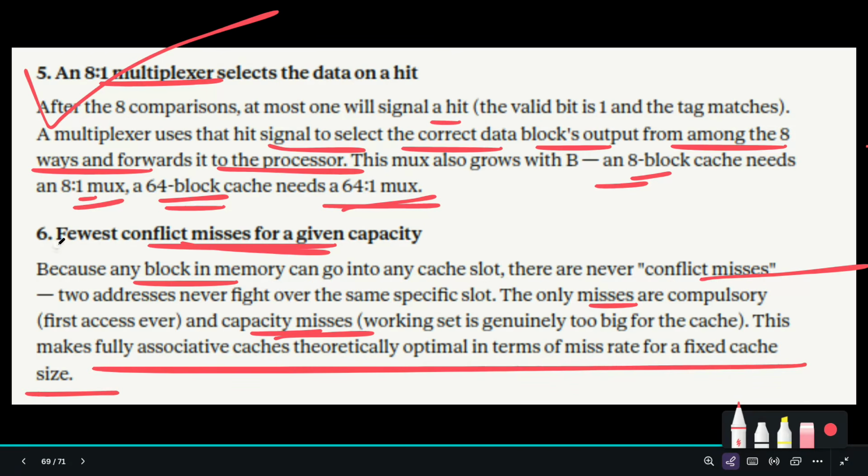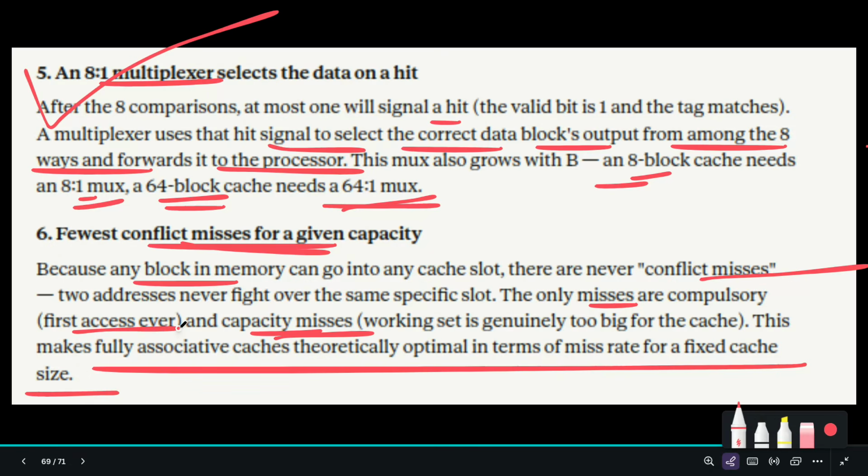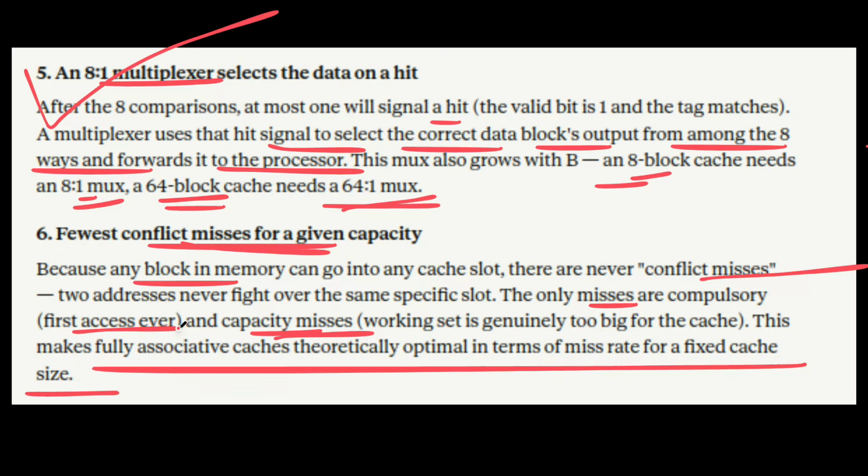Compulsory misses are the misses that happen during the first access. During the first access, the cache would be empty, right? So at that time, compulsory misses would happen. That means during the first access there is nothing in the cache, so those misses would happen. Conflict misses are not happening here, because there is only one set, so conflict miss is not happening. But if the cache capacity is full, then capacity miss would happen.